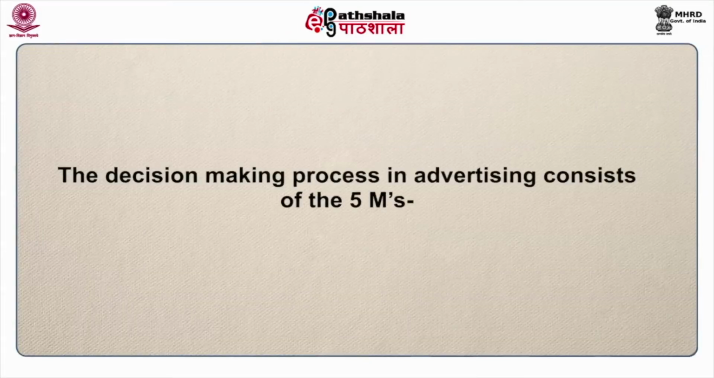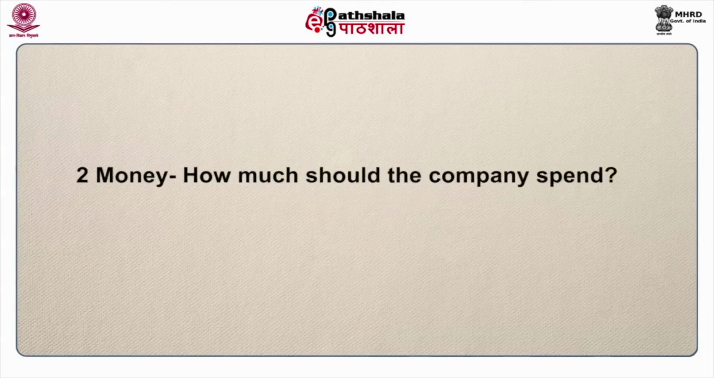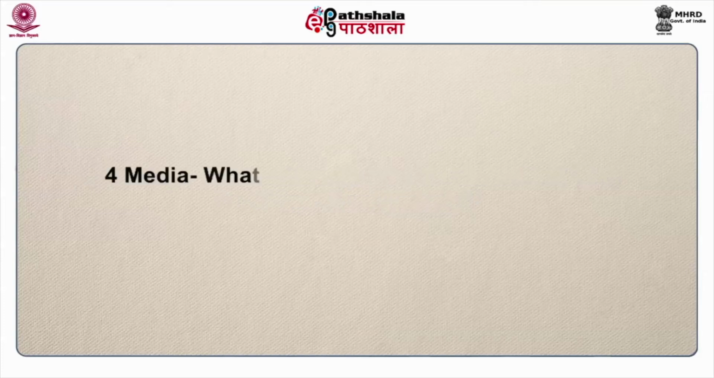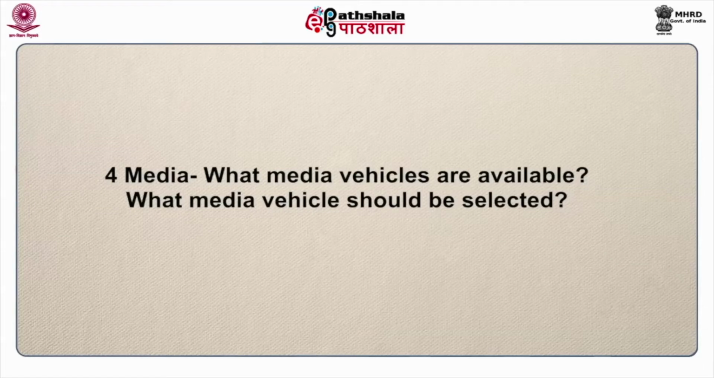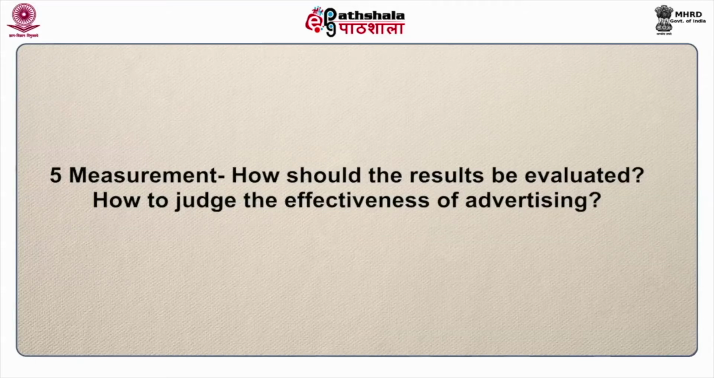While developing the advertising program, the marketing managers have to make some important decisions. The decision making process in advertising consists of the 5 M's. Number 1 is mission. What is the purpose or key objective of advertising? Number 2 is money. How much should the company spend? Number 3 is message. What message can be delivered? How to deliver the message? Number 4 is media. What media vehicles are available and what media vehicles should be selected? Number 5 is measurement. How should the results be evaluated and how to judge the effectiveness of advertising?